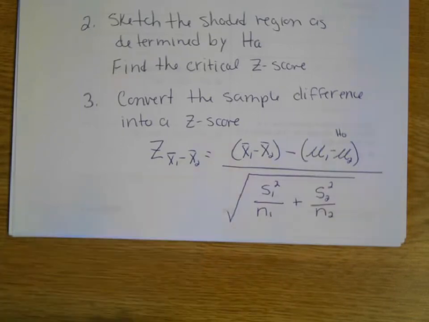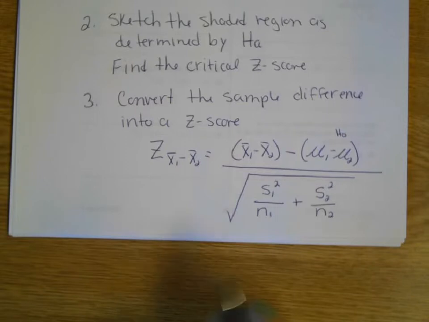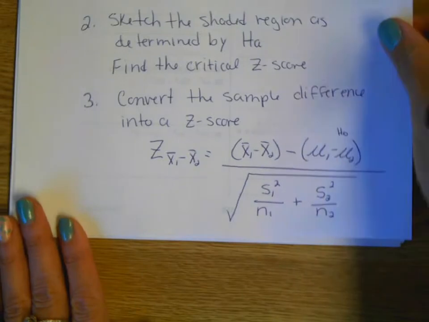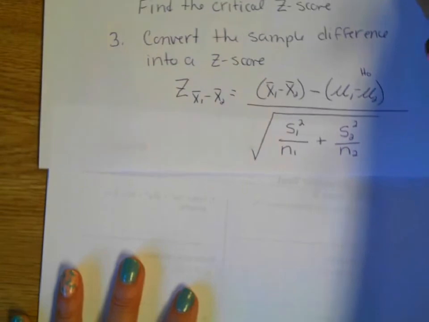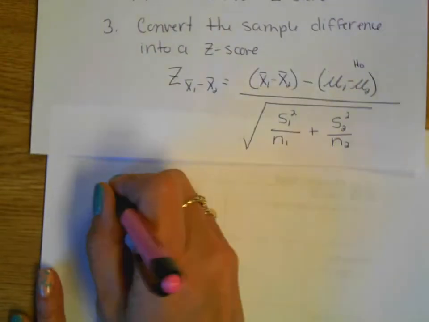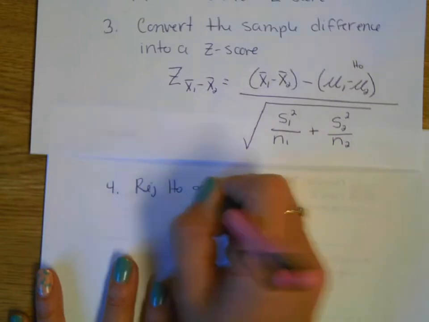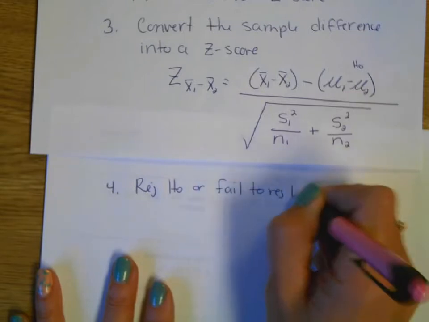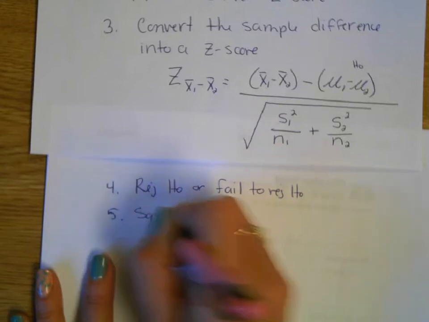And then 4 and 5 are just like we've been doing. 4 is reject the H0 or fail to reject the H0, depending on where your sample lands, and then 5 is say something about the claim.